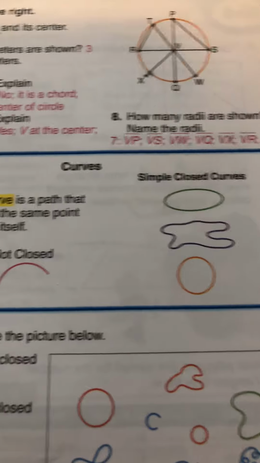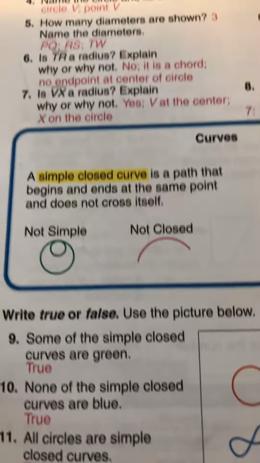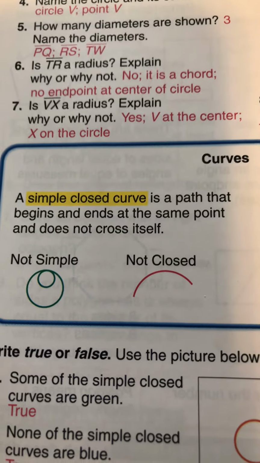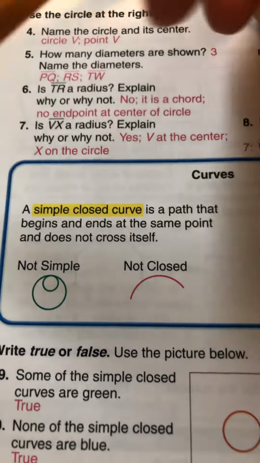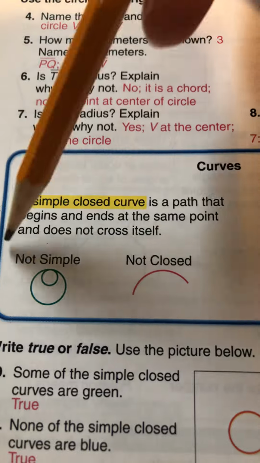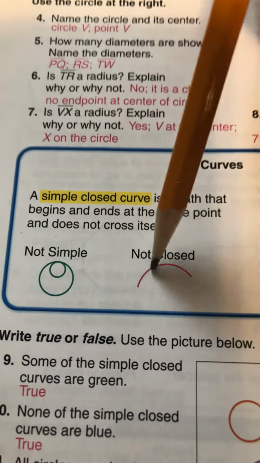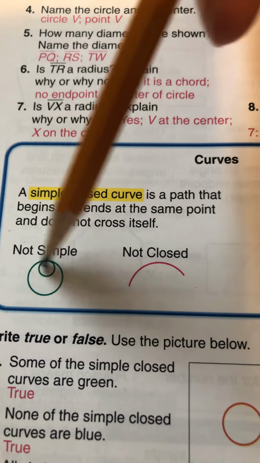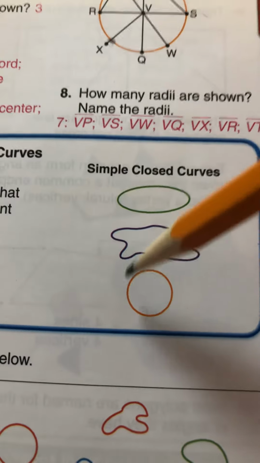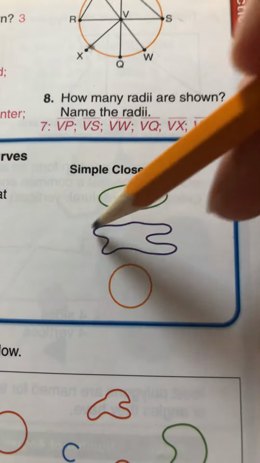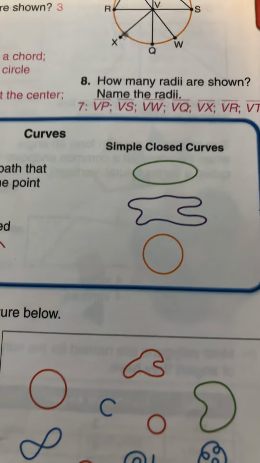Okay, on the next part here, we learn a little bit about some simple closed curves. It's just a path that begins and ends at the same point and does not cross itself. So these would not be simple closed curves, because this one's not closed and this one is kind of crazy. Okay, simple closed curves look like this: a basic circle, an oval, a crazy shape with all rounded edges as long as it doesn't touch itself or go over itself.